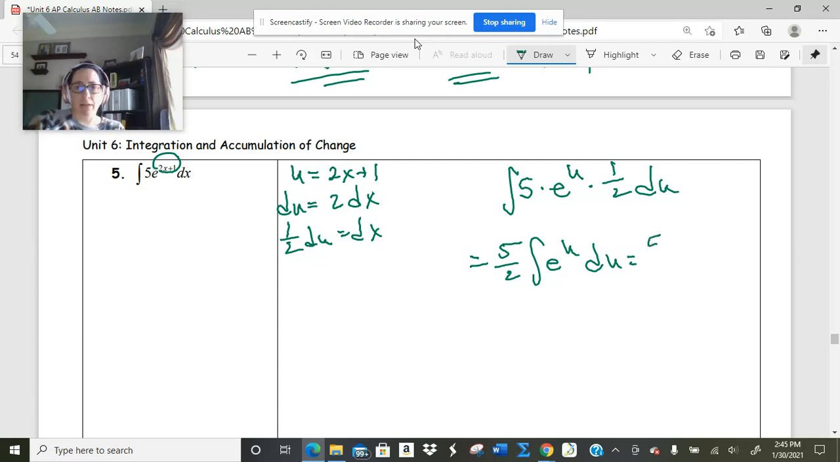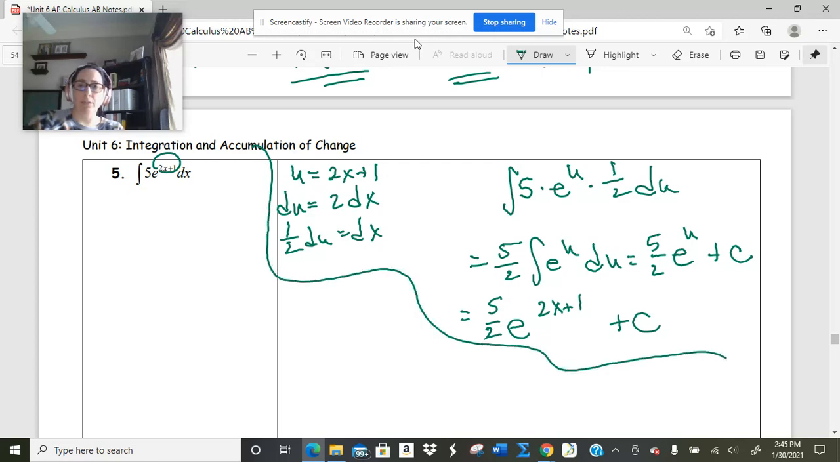So now the 5/2 comes along for the ride. This is just an easy e now. E to the x, e to the x, e to the u, e to the u, okay? Plus c. I didn't change my bounds, so I'm going to go back to my x. And there we go. Now, that is the long way with the u sub.